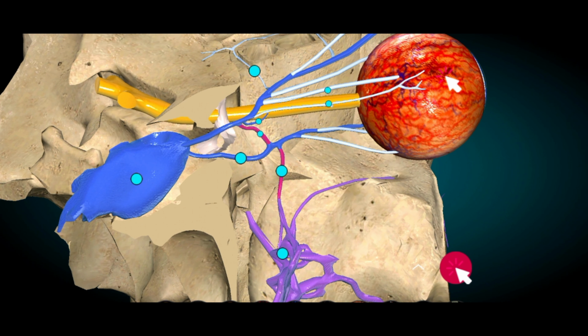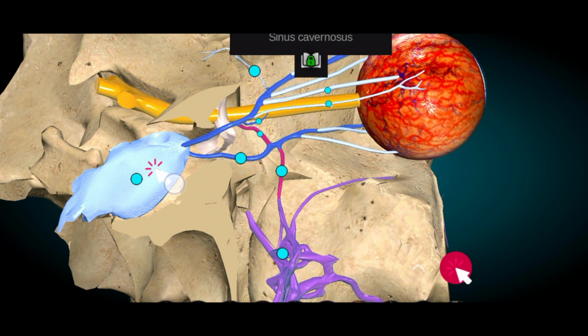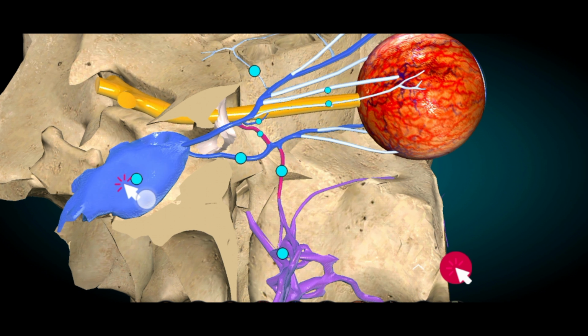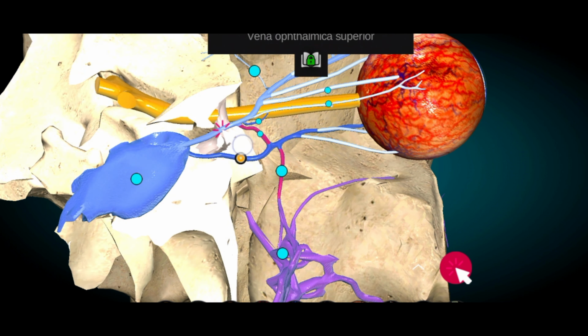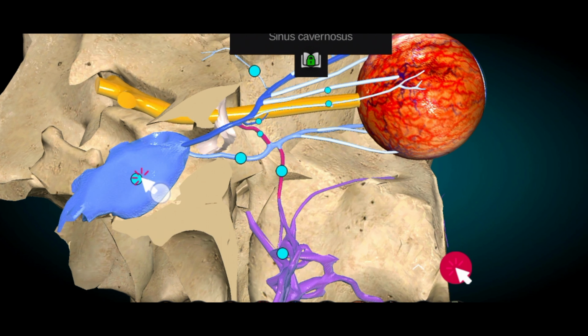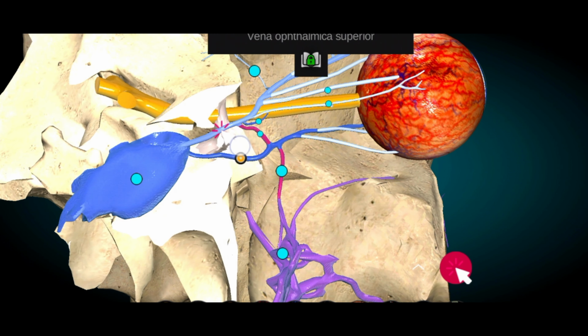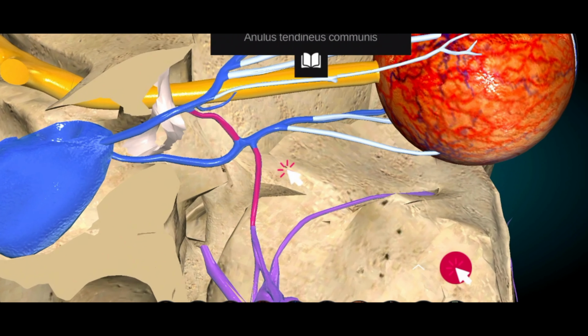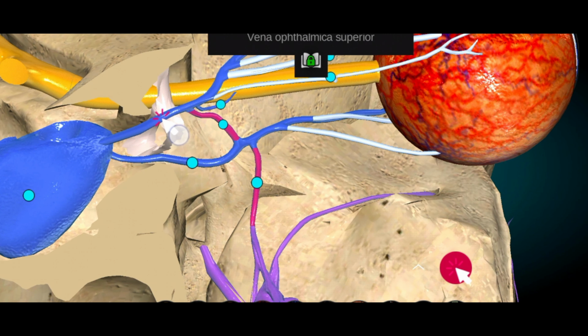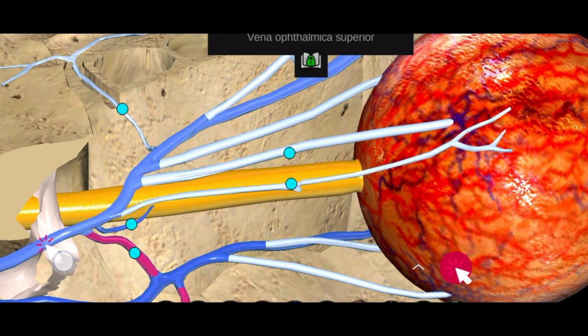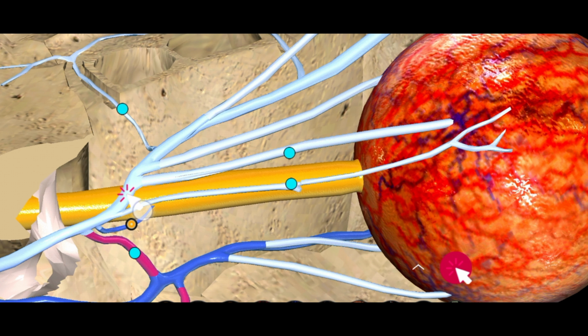Now let's talk about the venous supply. This is the cavernous sinus. The cavernous sinus is a part of the brain's dural venous sinuses and contains multiple neurovascular structures. Here these veins are drained into the cavernous sinus. If I zoom in, this vein is called the superior ophthalmic vein.